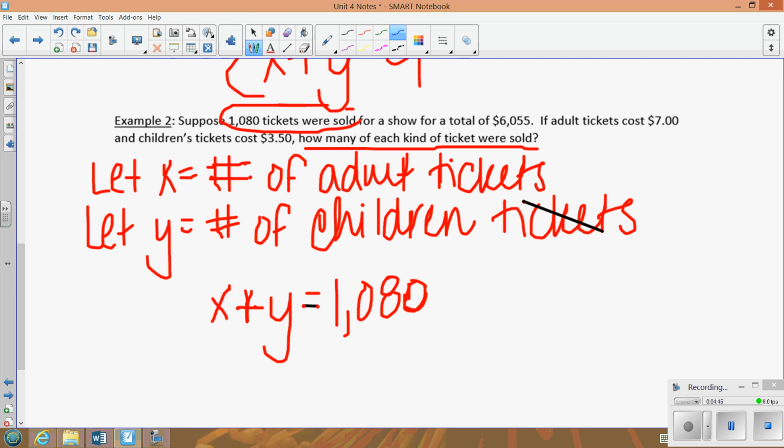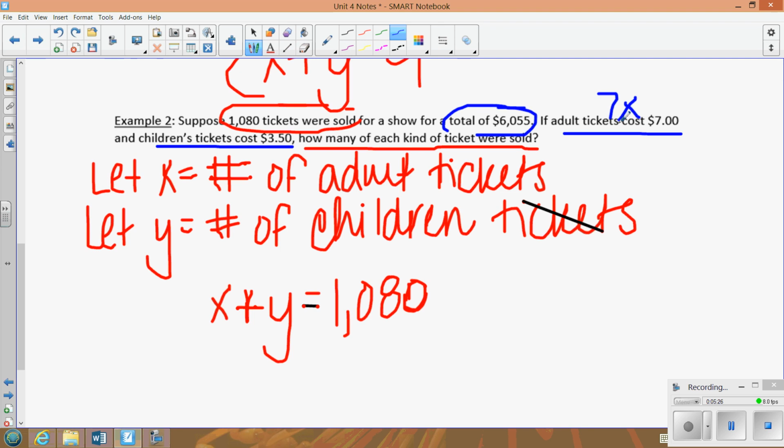Then I'm going to go back and continue reading. So suppose 1,080 tickets were sold for a show for a total of, so the total amount of money made was $6,055. Now, it goes on to tell us adult tickets cost $7 and children's tickets cost $3.50. So the total amount of money made with adult tickets and children's tickets was $6,055. The total amount of money made from adult tickets would be $7 times however many adult tickets you sold, right? If you sold 3 adult tickets, it would be 3 times 7, it would be $21 made from adult tickets.